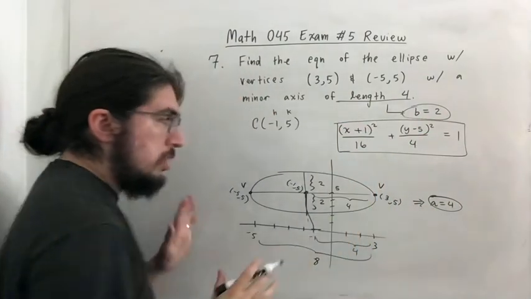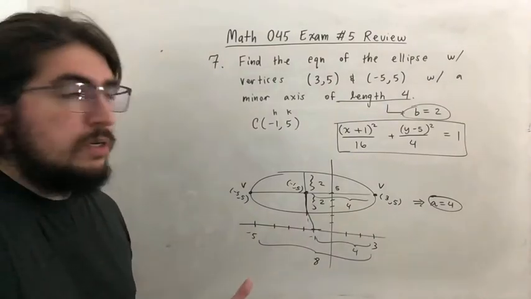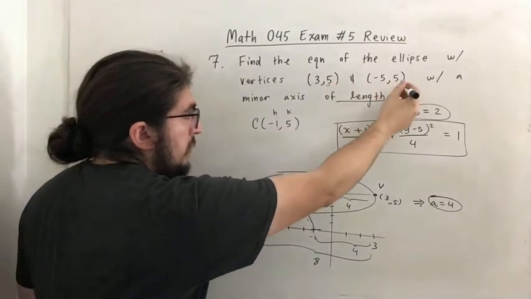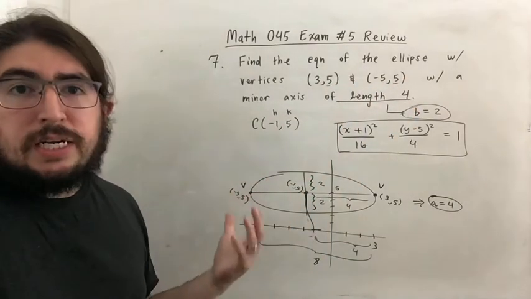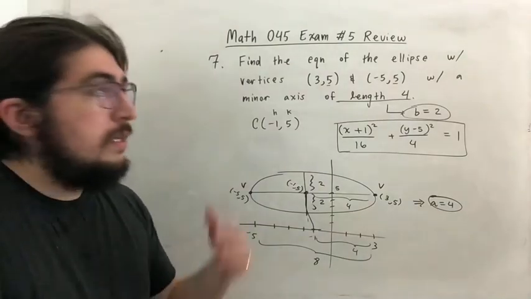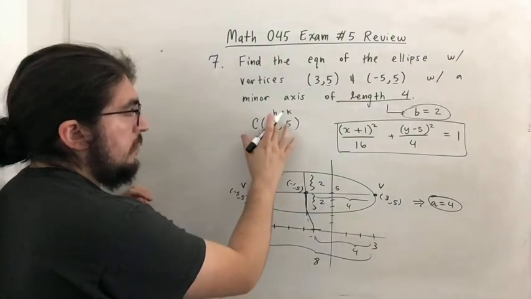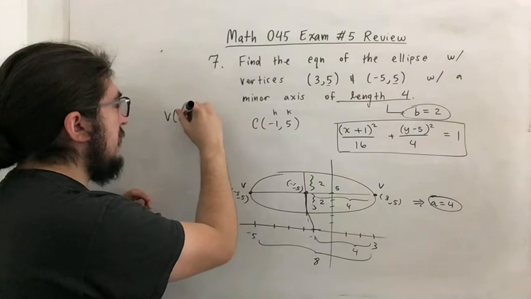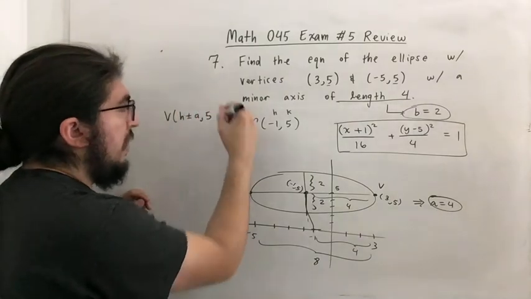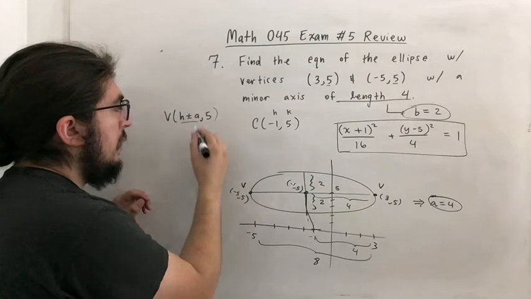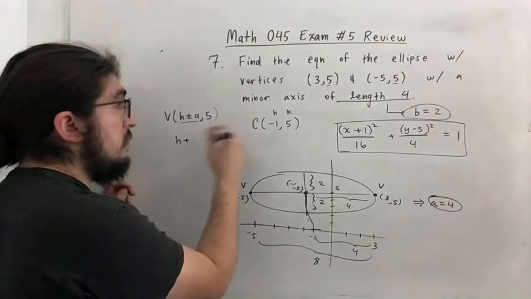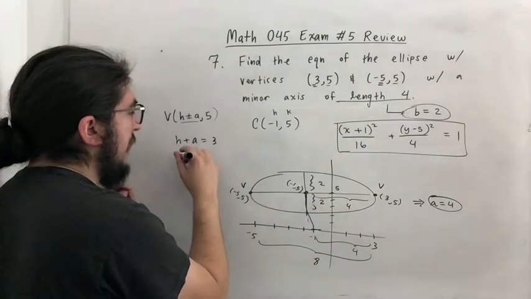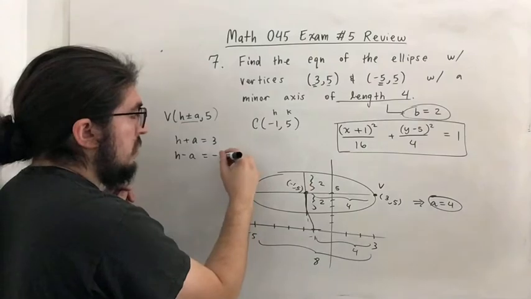Now, I did this visually. I want to show you maybe a non-visual way of doing this. So if you look at this, we can tell right away that the one that is not changing, that is that value of the center. So I know right away the center is going to be something, 5, just looking at that. I also know that the vertex is h plus or minus a, 5 now. Now, h plus a is going to be the larger of those two x values, which is 3. H minus a is going to be the smaller of those two x values, which is -5.